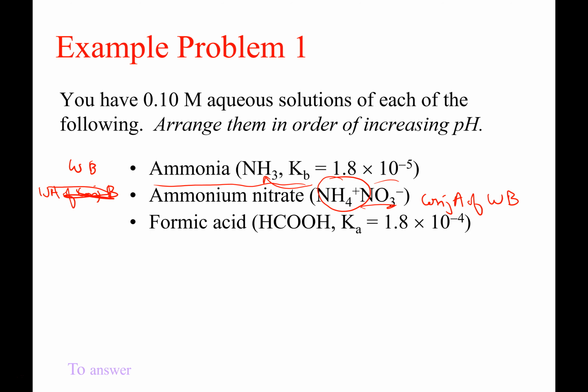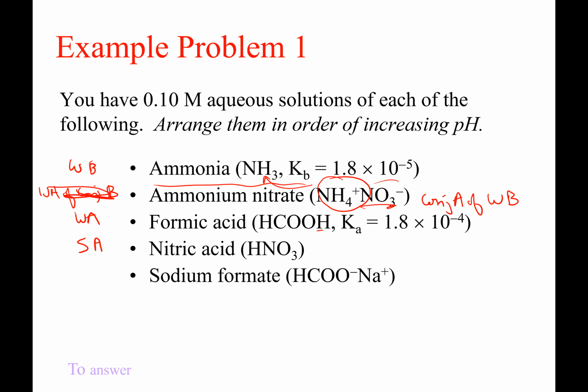Formic acid, it's got a Ka value, so I'm going to put weak acid there. It's going to kick off a proton, specifically the proton associated with the carboxyl group. Nitric acid, strong acid, SA. Now, if you put abbreviations that don't mean anything to you, then they're no help. But hopefully, strong acid, this guy's probably going to go at the top of that list with the lowest pH.